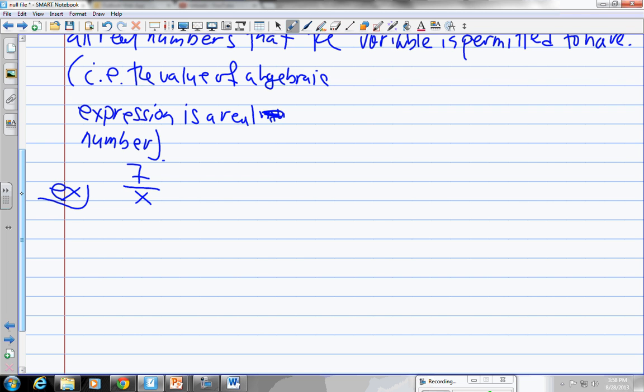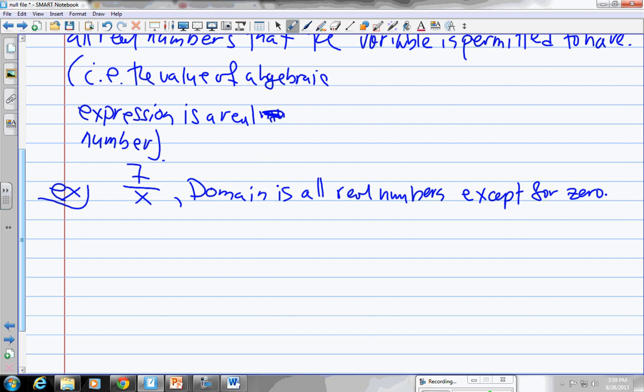So the domain is all real numbers except for 0. Actually, I never did the sign in thing. So when x equals 0, this expression does not make sense, because you get 0 in the denominator. Okay?